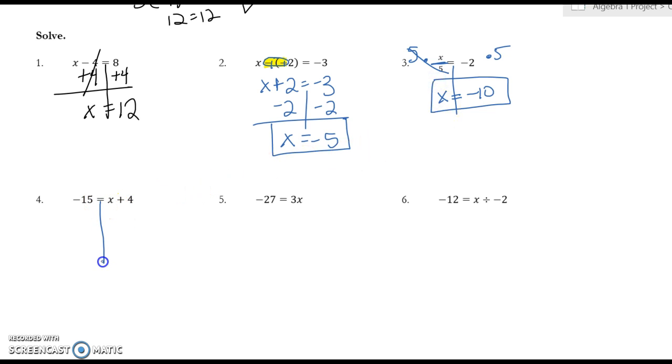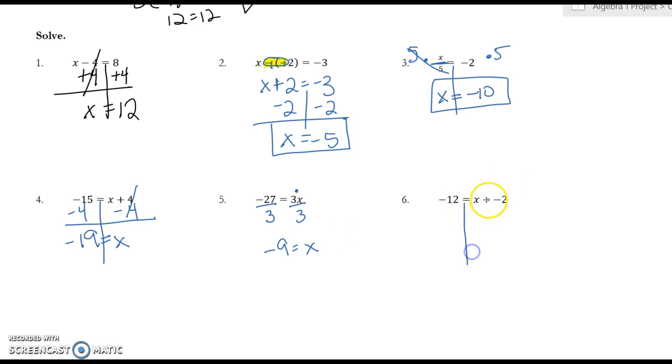All right, now sometimes x is going to be on the other side. Don't worry about it. You still just do the same thing. I need to get rid of a +4, so I'm going to -4 on both sides. And I get -19 is equal to x. All right, and then number 5, this is 3 times x. So you're going to divide both sides by 3. So I get -9 as x.